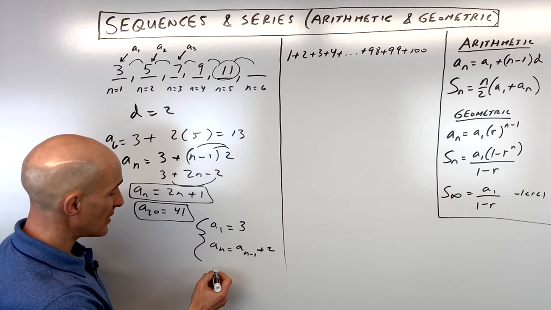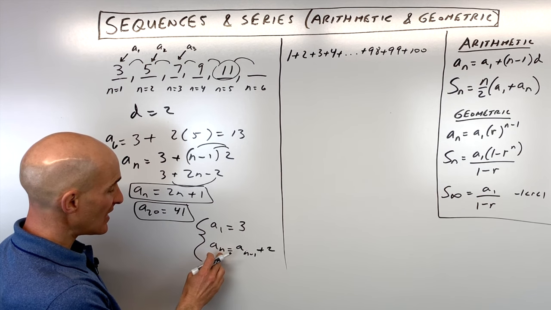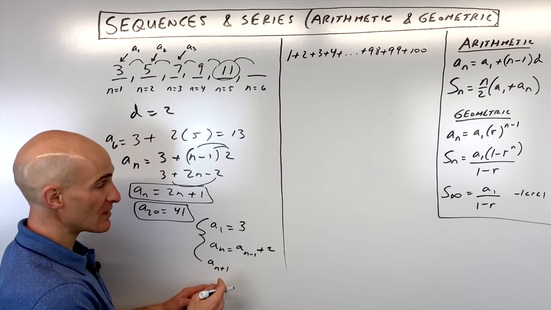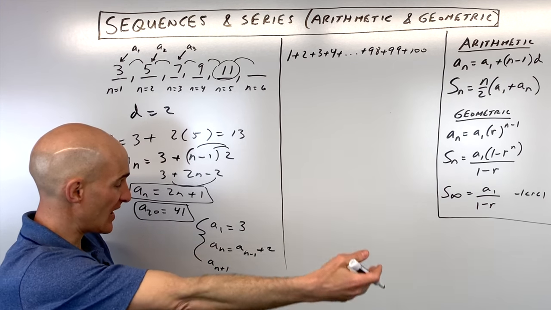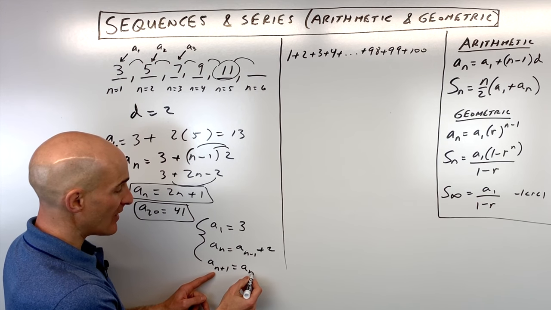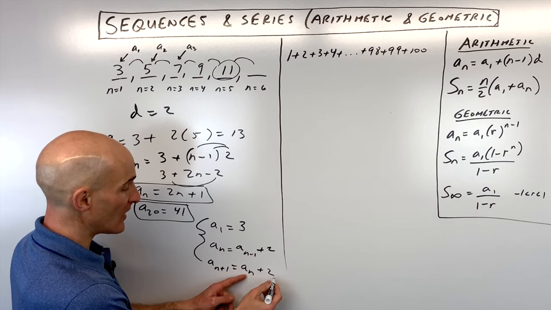Now, the other way you could write this is, instead of saying a sub n, you could say a sub n plus 1. So that means you want to go to the next term, the one after the nth term. And so then you would take a sub n, the value of the term that you're on, and you would add 2.